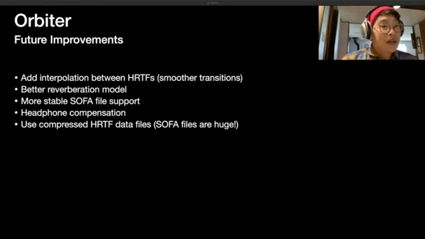And finally, compressed HRTF data files. So SOFA files can get really large really quickly, especially in the case where you are in kind of like a spherical measurement setup. And so if there was a way to compress the impulse responses and reduce the memory footprint, especially in the case where I'm using this in a DAW and I have more than one track using the Orbiter plugin, having a smaller memory footprint would certainly be very helpful.